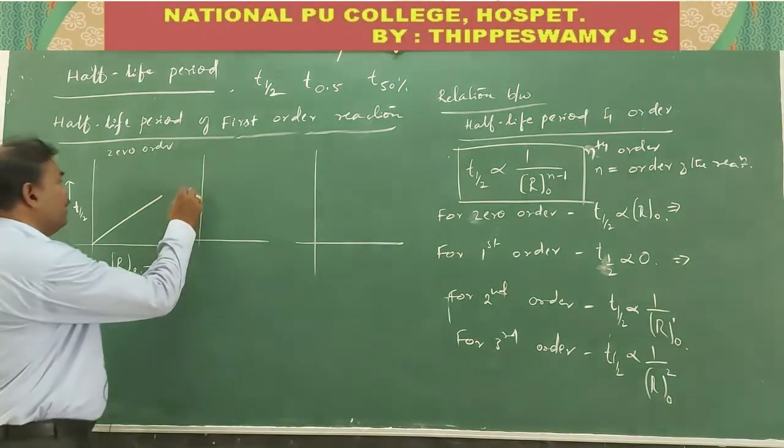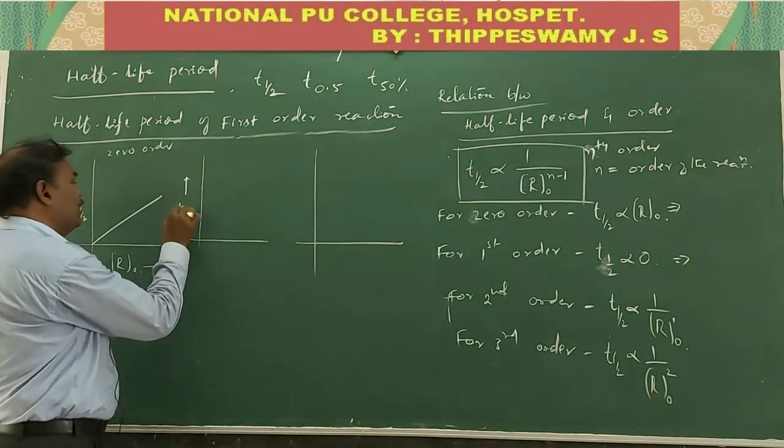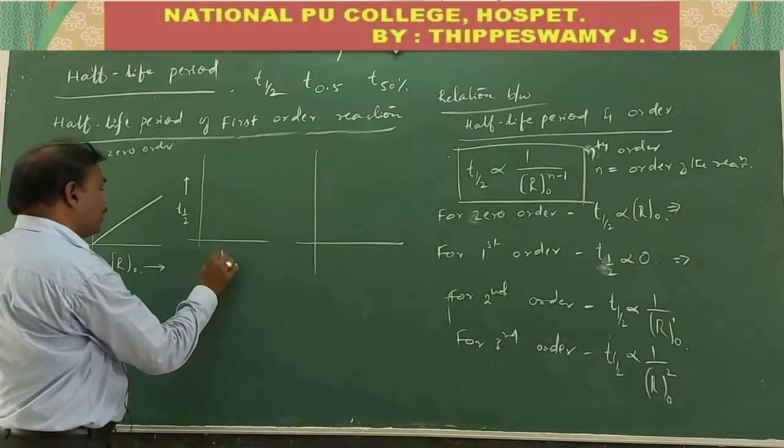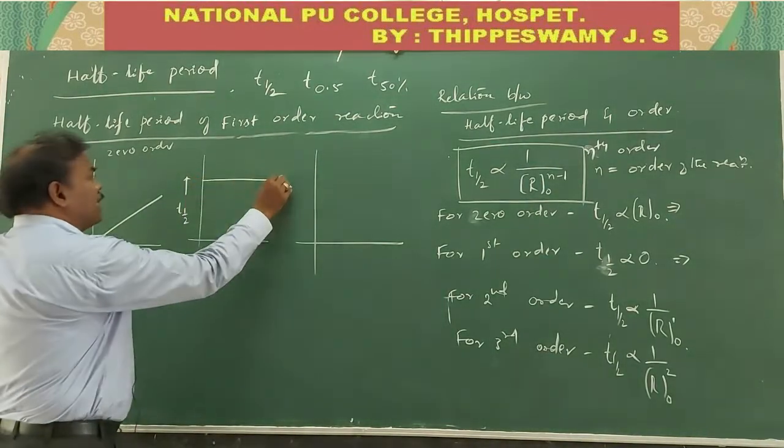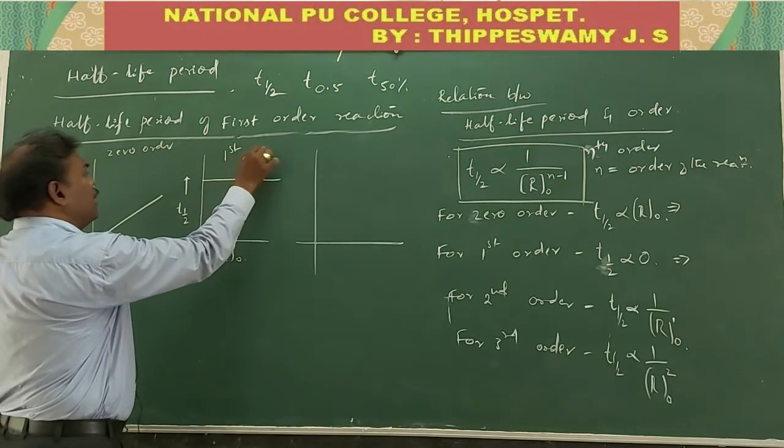And similarly, along the y-axis you take t half, along the x-axis you take R0. You are getting the nature of the graph in this manner. This is for what? First order. Can you tell me?